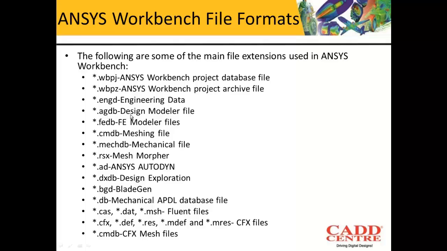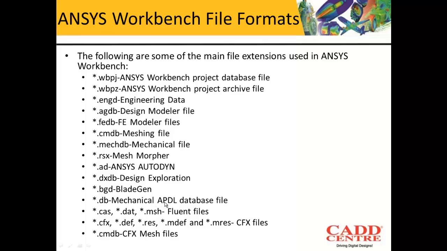Then we have the .agdb extension, which is for the design modeler file. Then we have .fedb, which is an extension for FE modeler files. .cmdb, which is an extension for the meshing file. .mechdb, it is mechdb, which is an extension for the mechanical file. .rsx, which is an extension for mesh morpher. .ad, which is an extension for the Ansys autodynamic file. .dxdb, which is an extension for the design exploration file. .bgd, which is an extension for the BleedGen file.